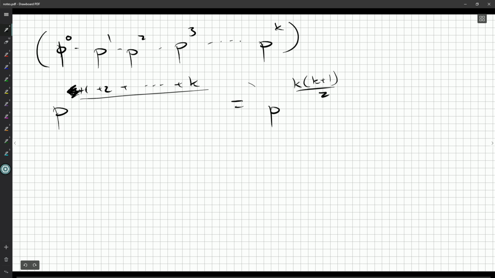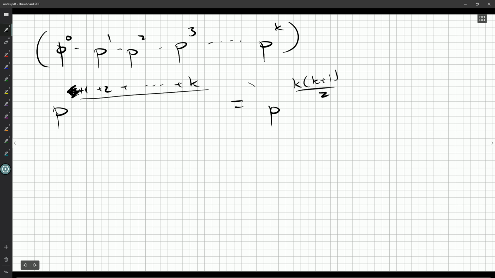This is a very useful expression, and if you are not aware of it, I would recommend you know it for upcoming contests. Okay? It's just the sum of the first k numbers. So 1 plus 2 plus 3 plus 4 plus 5 is the same as 5 times 6 all over 2, which is true. It's 15.